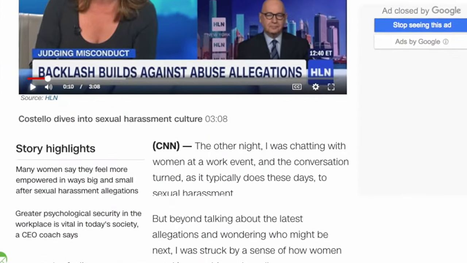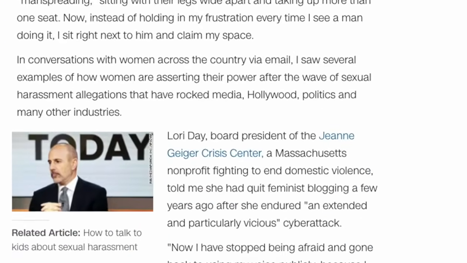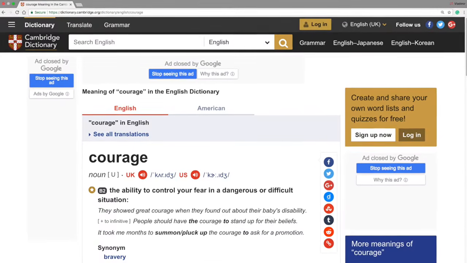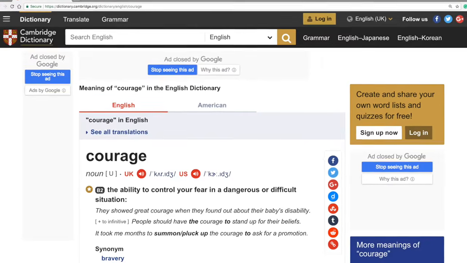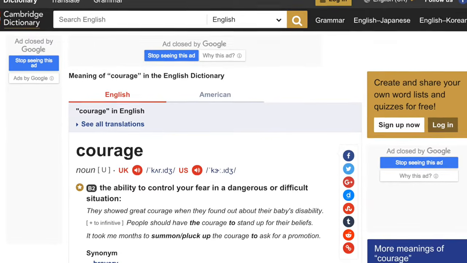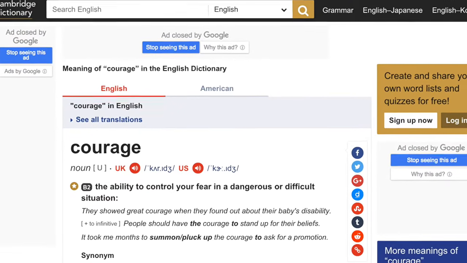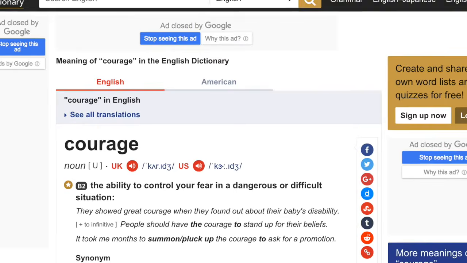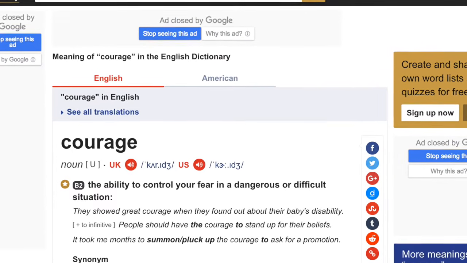We learn a foreign language by reading and listening to the target language as much as we can. So, say you are reading an online article and you come across the word courage. The first thing you do is look the word up in a dictionary. Cambridge, for instance. You see its meaning and, of course, pronunciation by a native speaker in both British and American accents. Courage: the ability to control your fear in a dangerous or difficult situation.